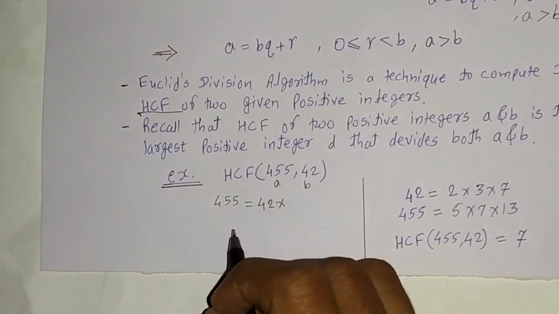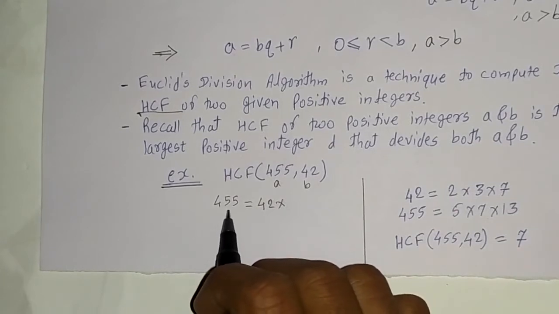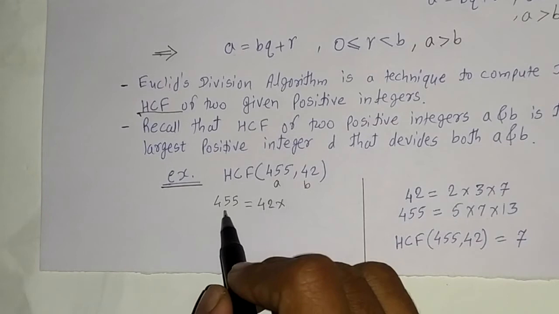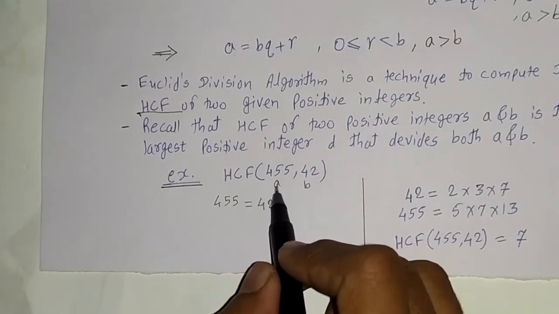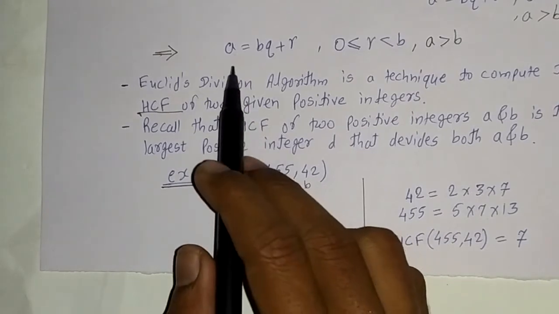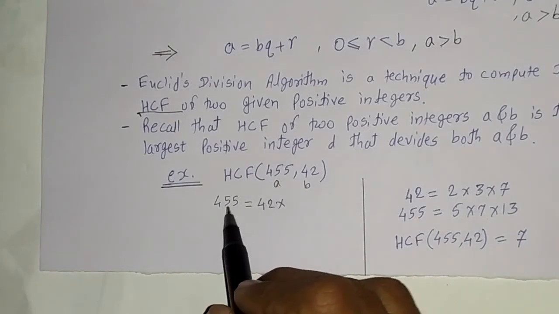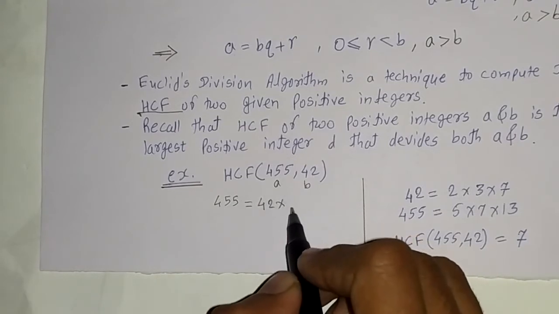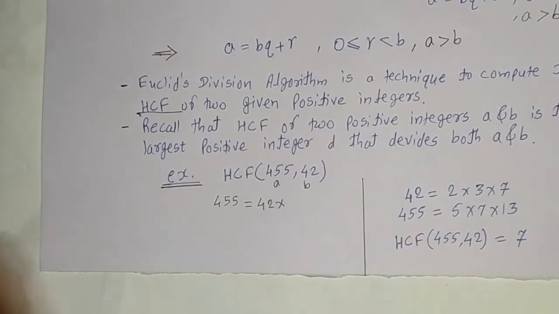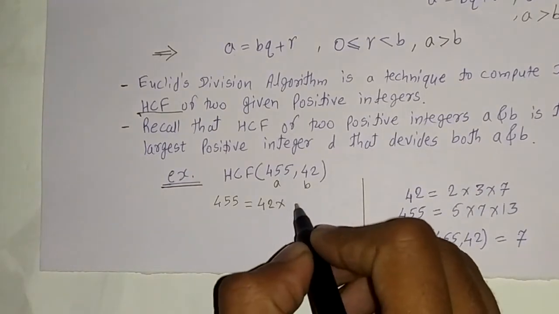So focus on this concept first. 455 equal to 42. So A should be greater than B. So let us take the greater number as dividend. That is, greater number should be the dividend. 455 equal to 42 into quotient. What will be the quotient in this example? 42 into 10, you will get 420. And remainder will be 35.